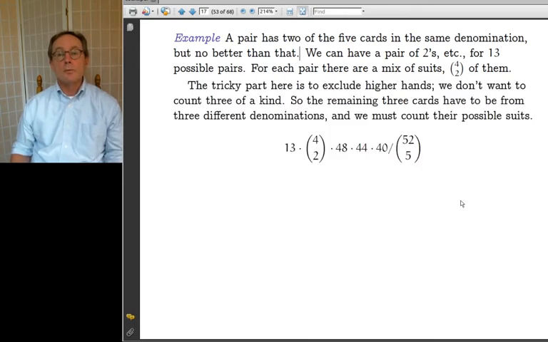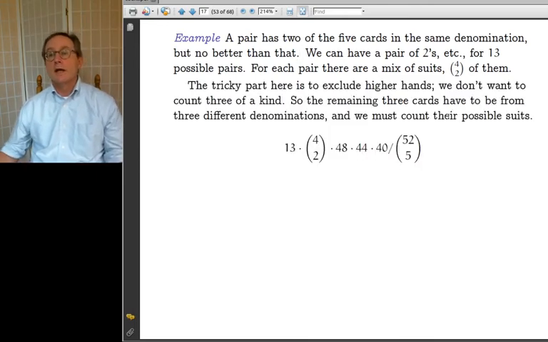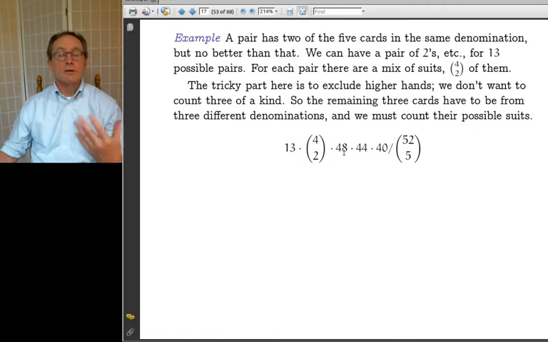So the total number of hands of interest here is 13 possible pairs. But wait a minute, for each pair there are 4 choose 2 possible hands with that pair. For example, 2 3s and then a clubs and a hearts. And then what about the remaining 3 cards? Well, if you have a pair of 3s, then the remaining 3 cards can't be 3s. So there aren't 50 cards left here. There's actually only 48 because they can't be 3s.